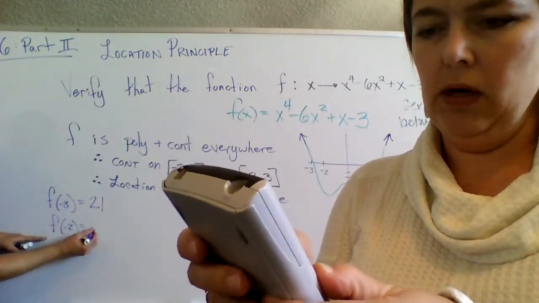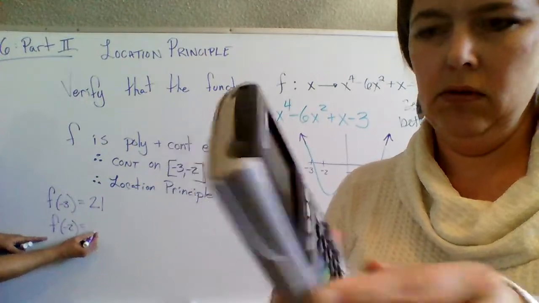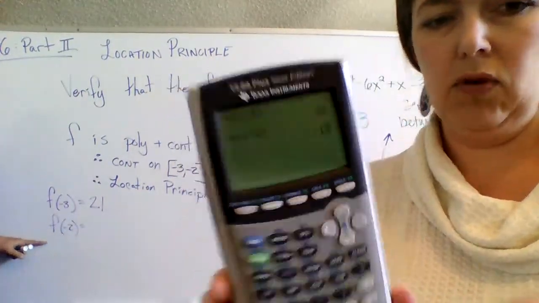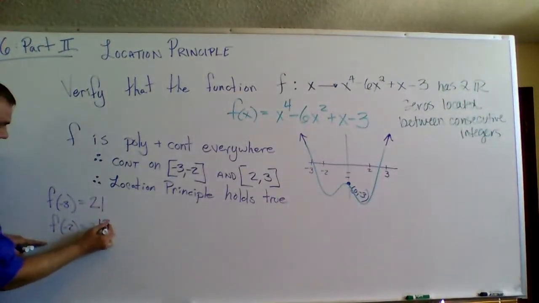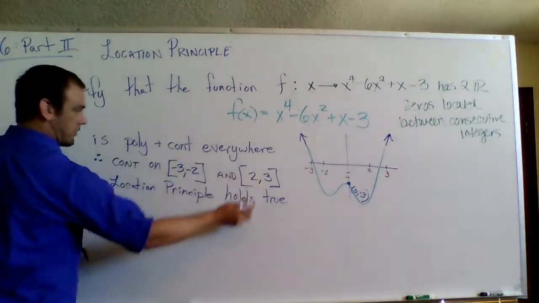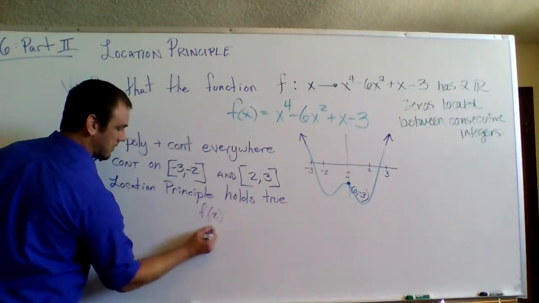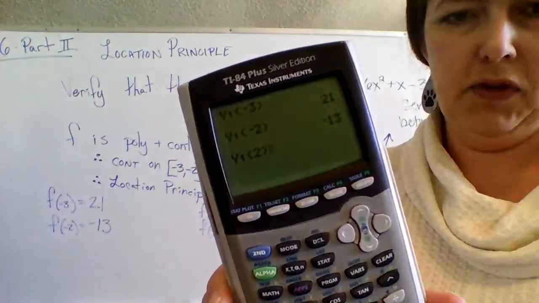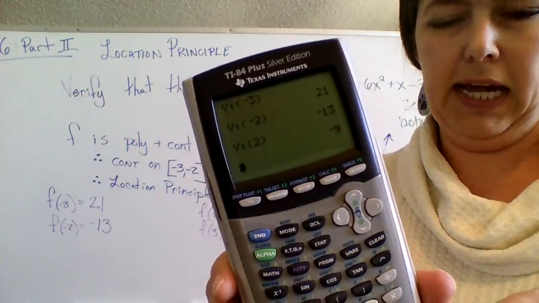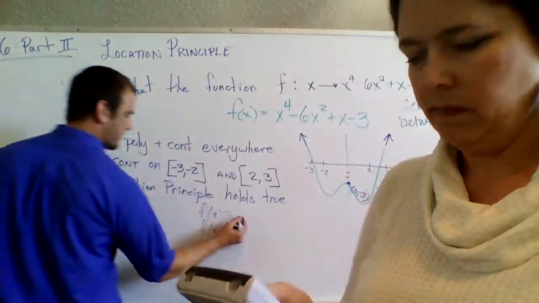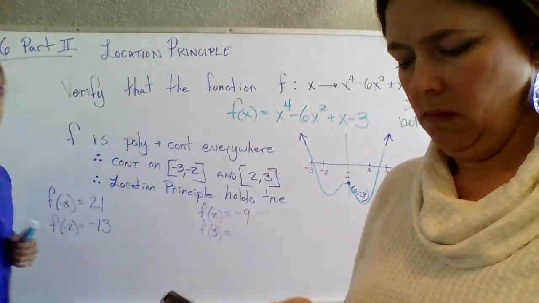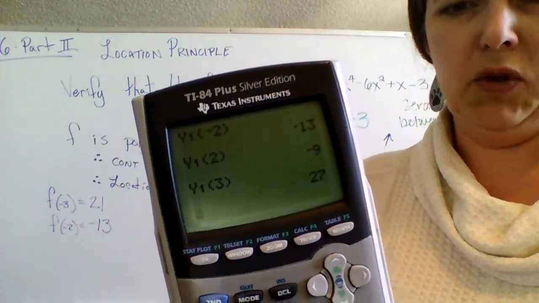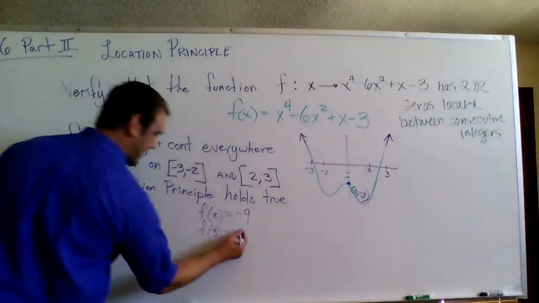And then y1 or f of -2, in that function notation, remember you hit alpha trace and use your parentheses, is -13. Hey, we have opposite signs. What about f of 2 and f of 3? y1 of +2, or f of 2, gives me the output of -9. And f of 3, or y1 of 3, gives me an output of 27. Hey, opposite signs again. No way.